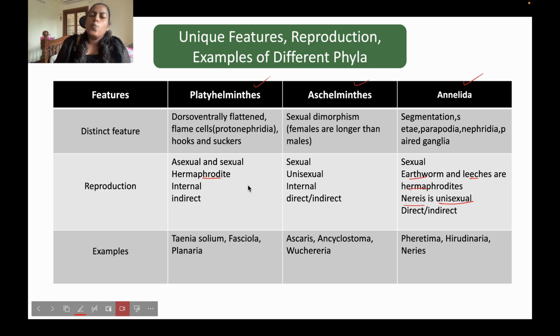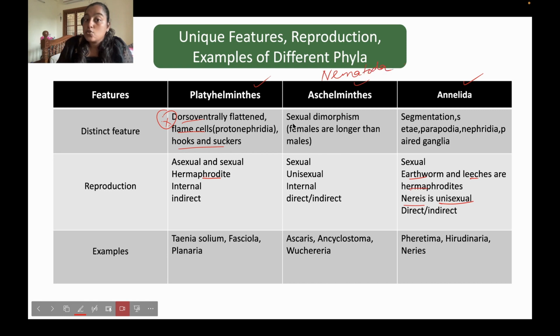One beautiful feature of Platyhelminthes is that both the ventral and dorsal sides are flattened, so we call it dorsoventrally flattened. And flame cells, very important. The excretory cells are protonephridia. And they will have hooks and suckers in their body. Then Aschelminthes, nothing but Nematoda.